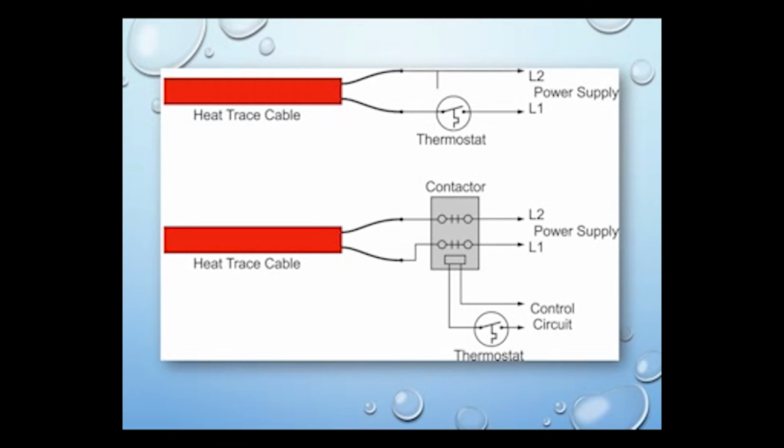The thermostat is connected in series with the load and can be used to control heat trace directly or through a contactor. Most systems are line voltage and will require a line voltage thermostat. However, we can use low voltage thermostats if we use a contactor to set up a remote control circuit.